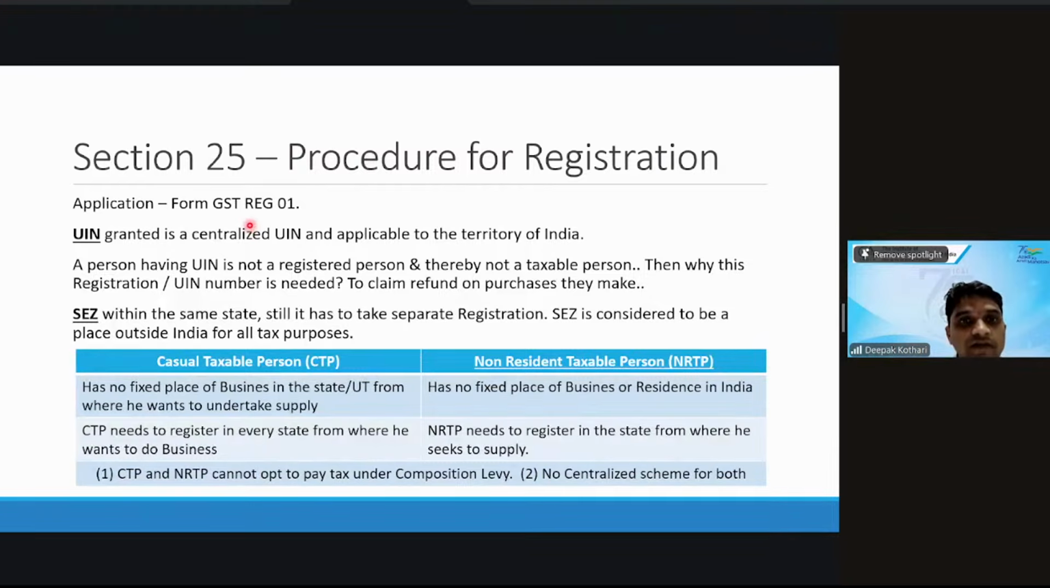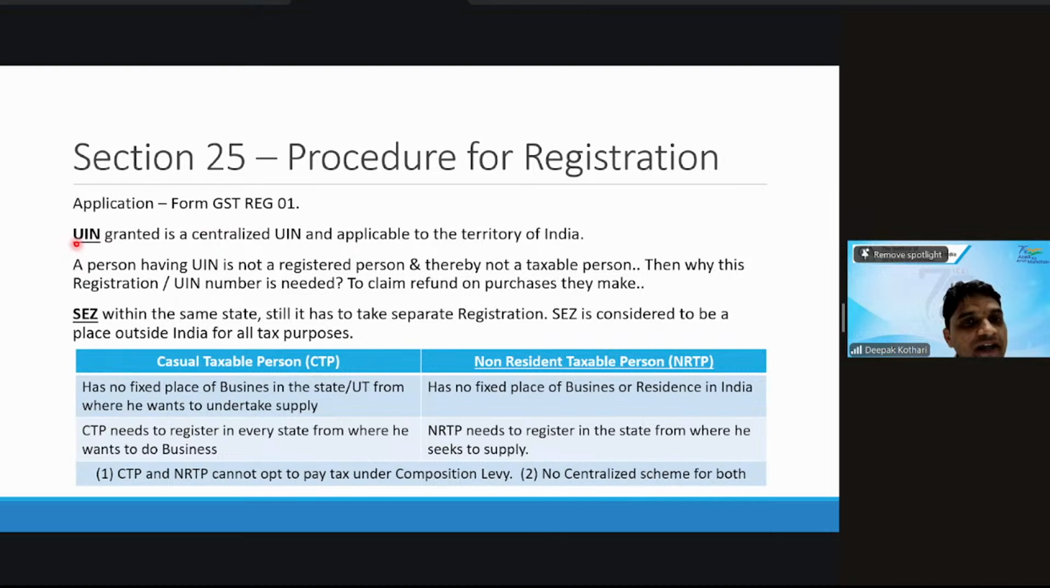Okay, so this form is called Form GST REG-01. Like how we had GSTR-2B, we had GSTR-3B, like that, for getting the registration, you have to go to the GST portal and fill in your basic details in REG-01. You'll get a temporary number. With that temporary number, you have to fill in the other details and submit the application. Then you will get the registration certificate.